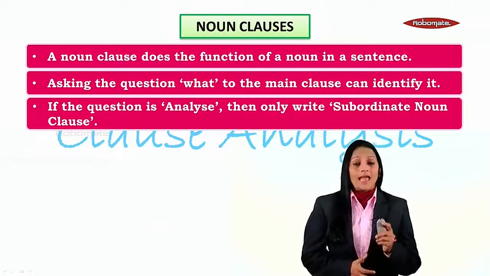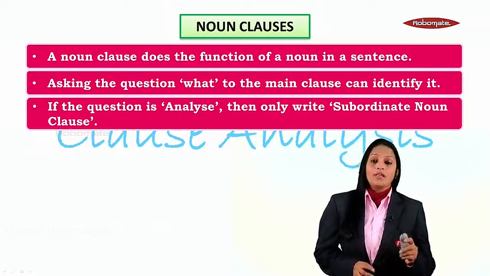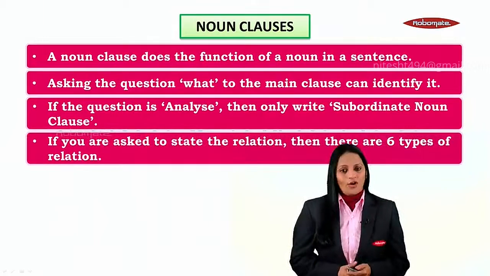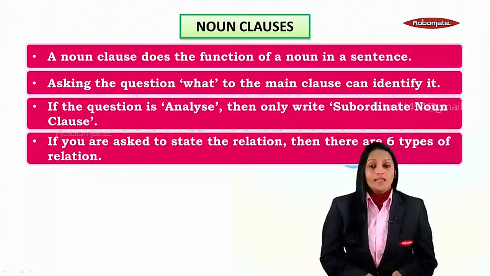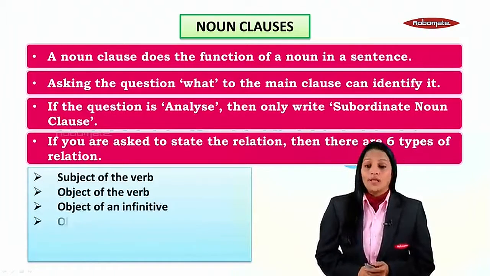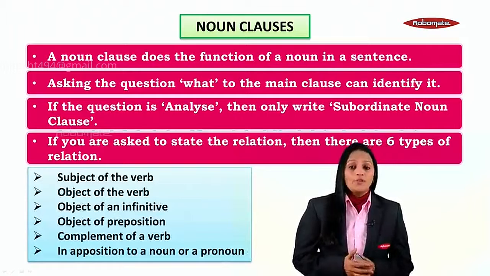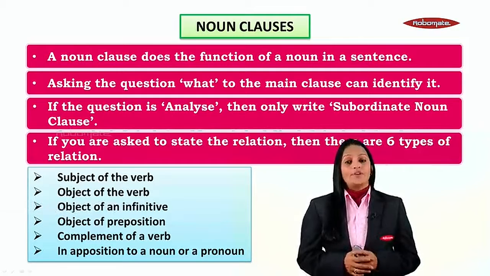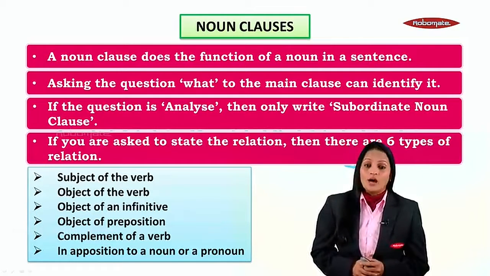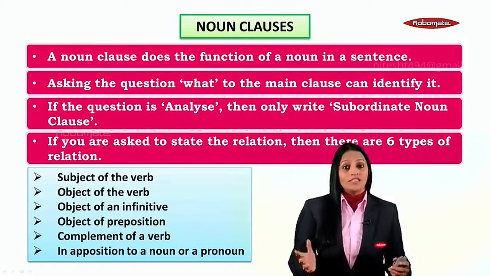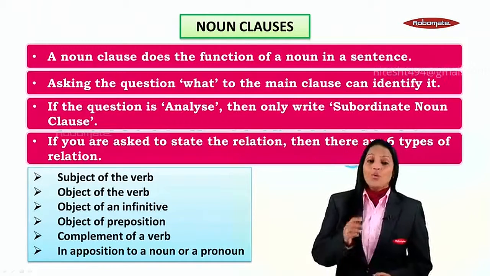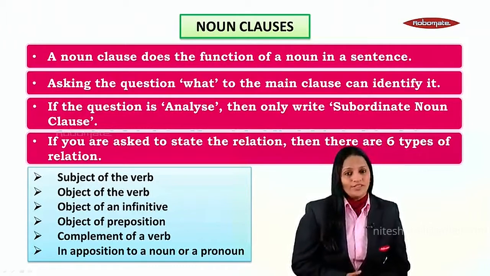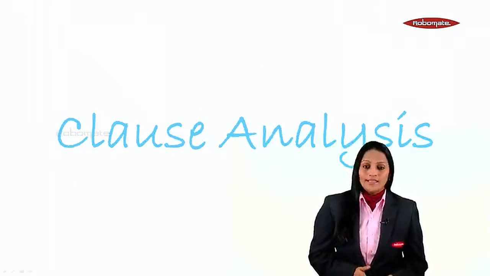If the question is analyze, then you only write subordinate noun clause. But if the question says that state the relation of the noun clause to the main clause, then there are 6 types of relations. And what are they? Subject of the verb, object of the verb, object of an infinitive, object of preposition, complement of a verb, and in apposition to a noun or a pronoun. Oh, 6 types. Don't worry, students. We shall do these, and believe me, it's very, very simple to identify which of the 6 types we have there. So, let's start.